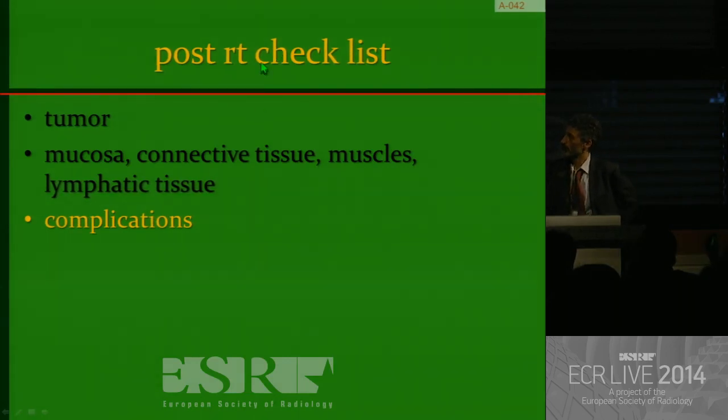So also for radiation therapy, we need a checklist, and the checklist is made of what is going on of the tumor, but also what happens of the normal surroundings of tissues, mucosa, connective tissue, muscles, lymphatic tissue. And once we know what we must expect after radiation therapy, it becomes far more easy to understand when complications occur.